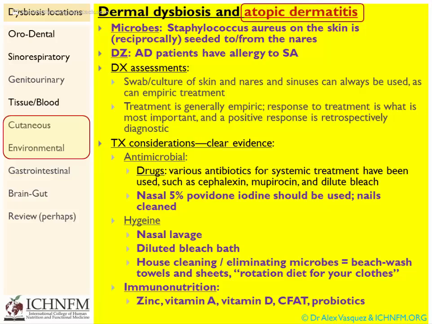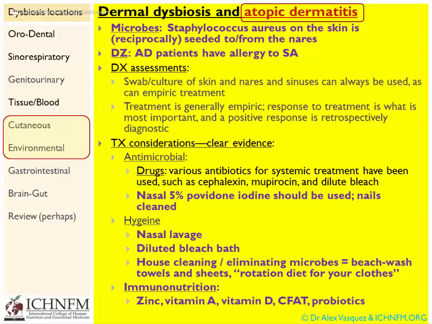And what I described here, just as I was putting these notes together in their final version, is a rotation diet for your clothes. So we don't want to have patients wearing the same clothes day in, day out, and recontaminating themselves as we're trying to rid them of their dermal colonization. Of course, immunonutrition and immunotolerance: zinc, vitamin A, vitamin D, combination fatty acids, and probiotics.